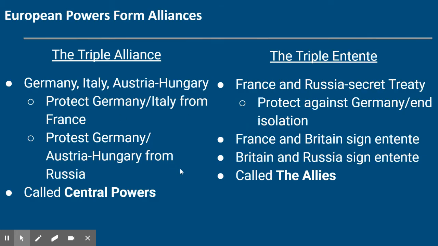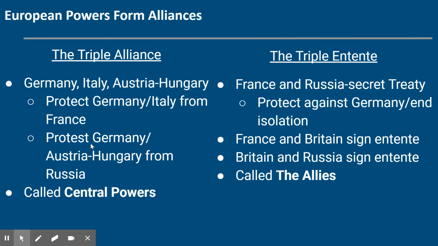So to start, we're going to start with the A, which is alliances. There are two major alliances that formed during this time, the Triple Alliance and the Triple Entente. The Triple Alliance is made up of Germany, Italy, and Austria-Hungary, and the whole goal is to protect Germany and Italy from France. They had both been invaded by France. Germany had just beaten France in a war, so France wanted revenge. So they naturally form an alliance to protect against French aggression.